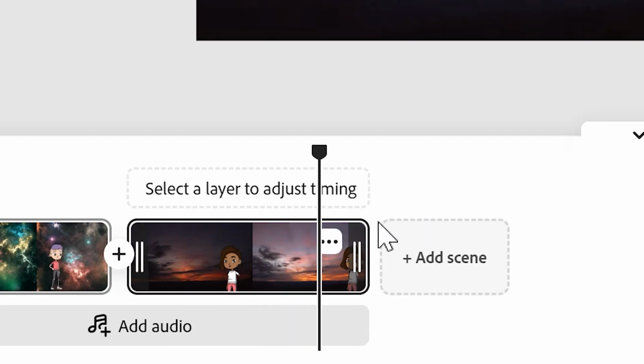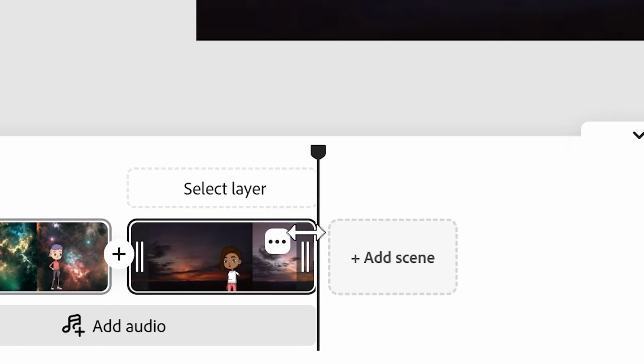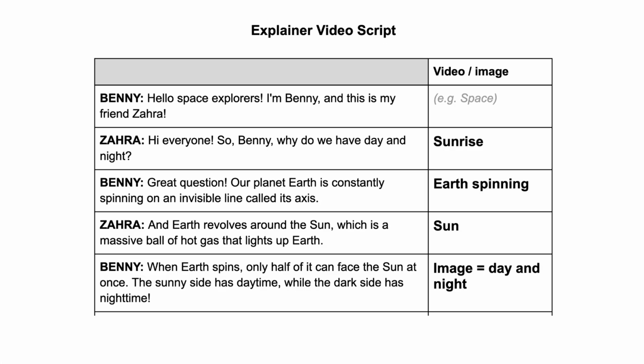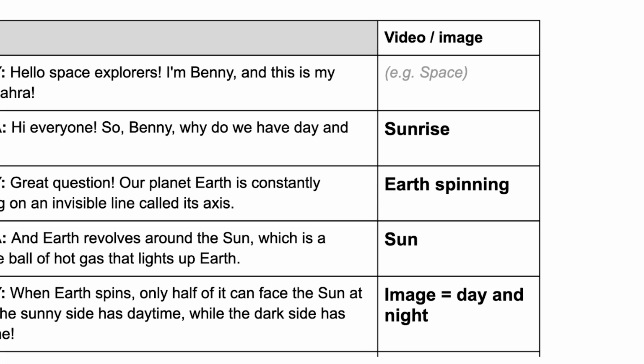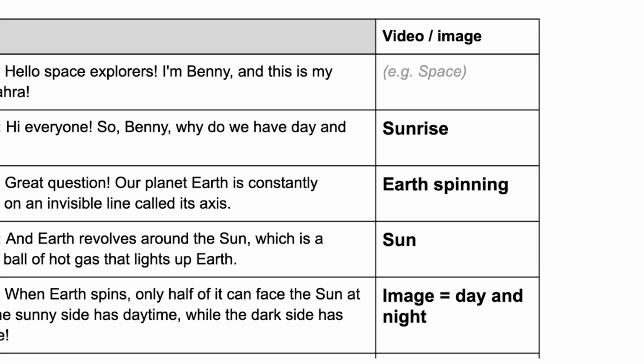There we go. Just paused it there after Zara has spoken, and I'm just going to trim the clip down. As you can probably guess, now I'm going to add a third scene, and this is going to be Benny's next line. And looking at my notes, I want a video of the earth spinning. So I'd go in and add my scene, add another character, and then go through until I've done my entire script. So there you go.